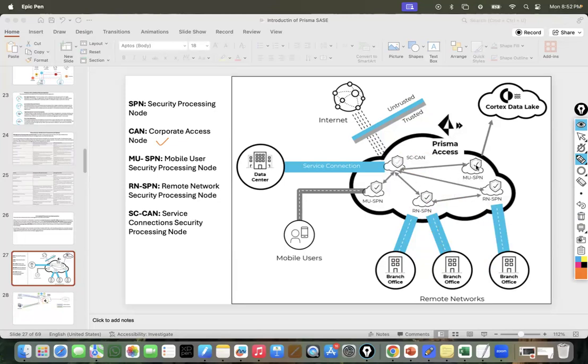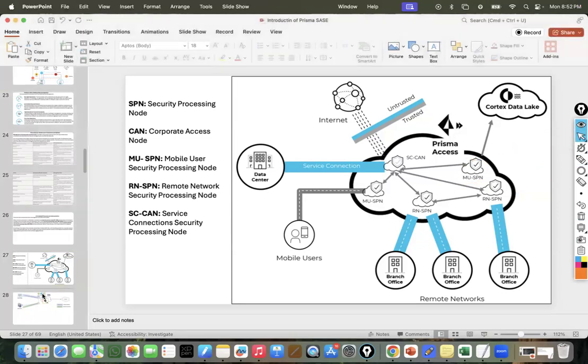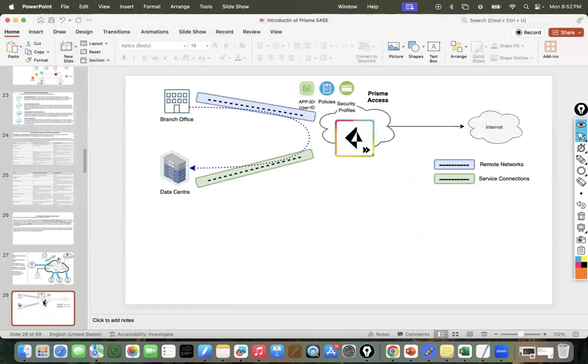So you see, we have the MSPN, that's mobile user. RSPN, we know that is my remote branch location connectivity. SPN, security processing node, we know that. So these things you should know, and this is what it is going to look like. I'll show you how it is going to be configured and how it is going to look. But you should know about that, right?